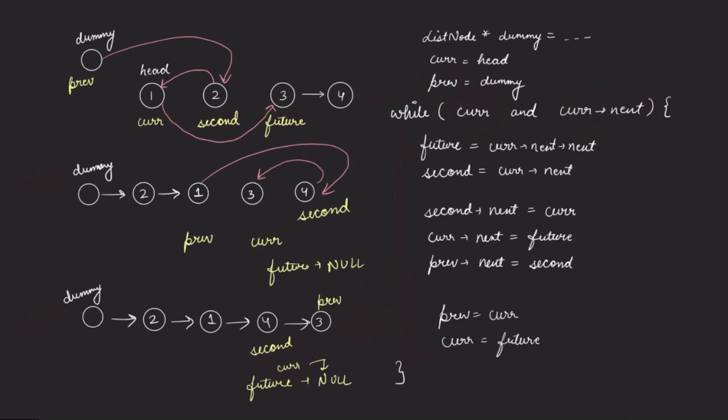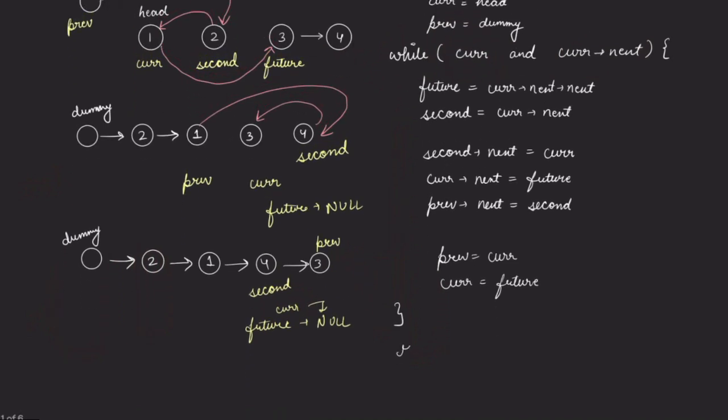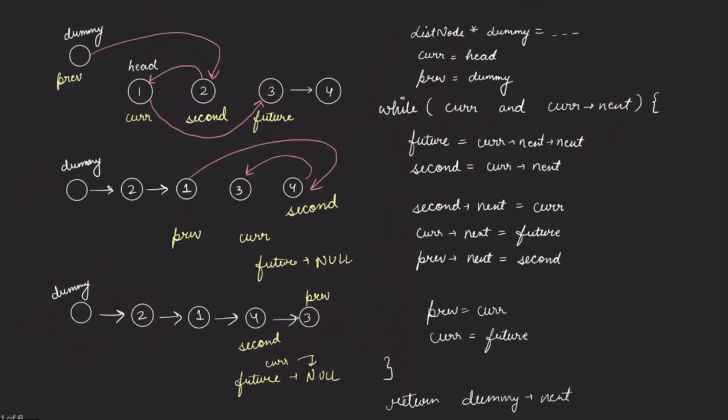So with this, we will be able to swap all of the adjacent nodes. Now at the end, we are supposed to return the head. This dummy is pointing to our head, right? So at the end, we can simply return dummy's next. With this, we will be able to solve our problem.